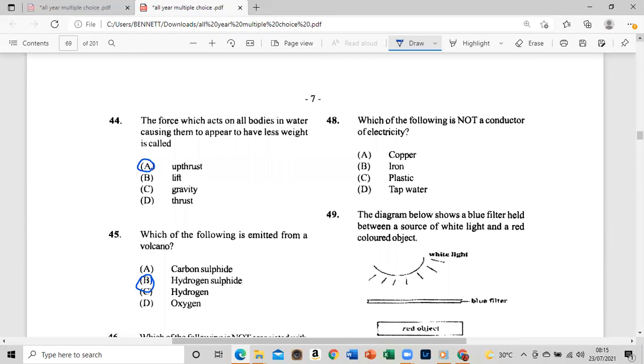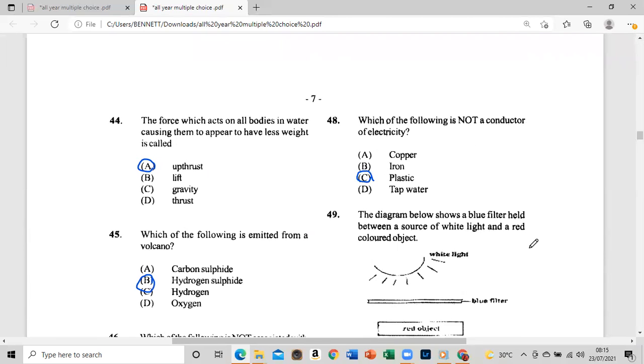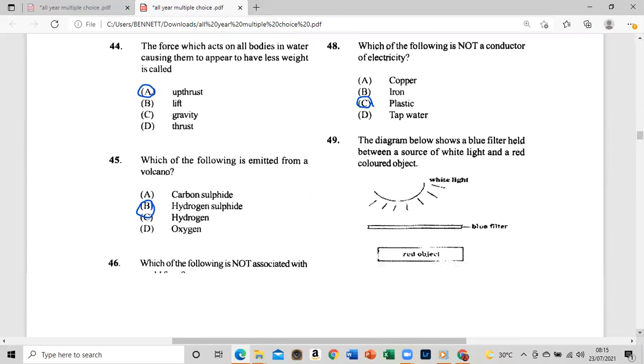48. Which of the following is not a conductor of electricity? And that is plastic. We know that one already from the previous paper, so we're not going to really iterate that.